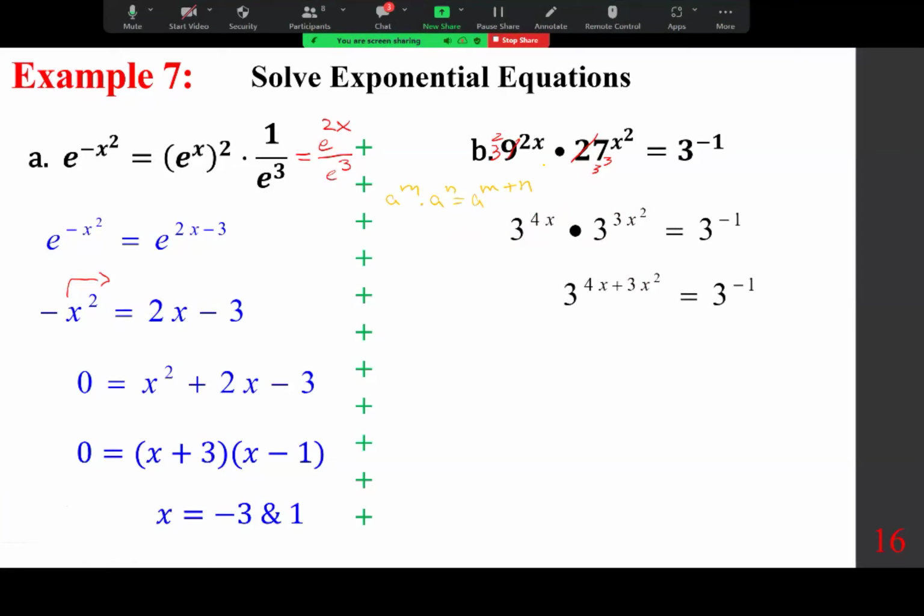So they have the same base 3, they must have the same exponent. Therefore, 4x plus 3x squared must be equal to -1. We move everything to the left because we want to do the factoring.